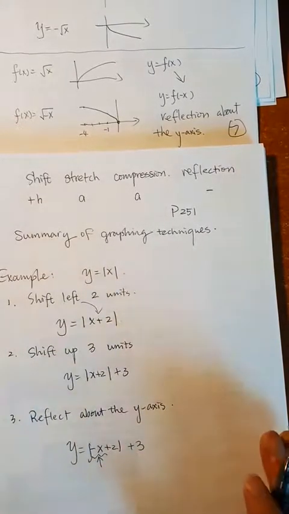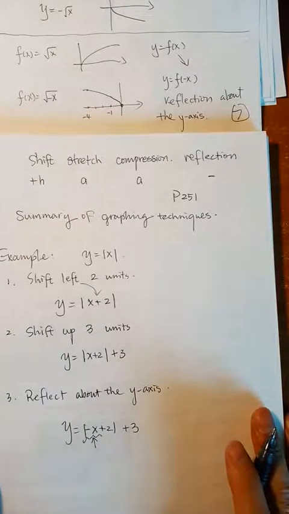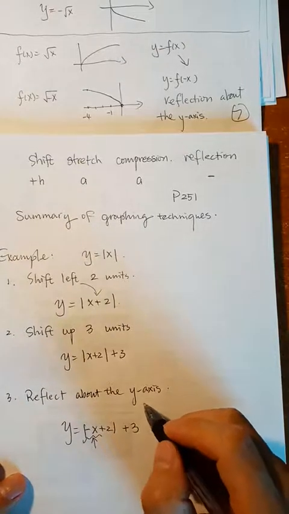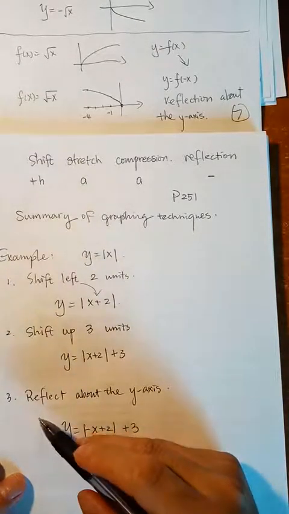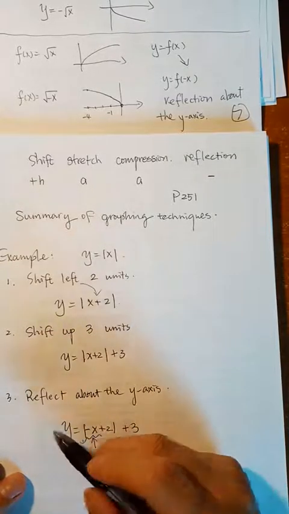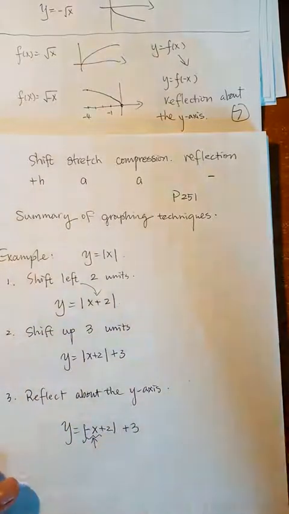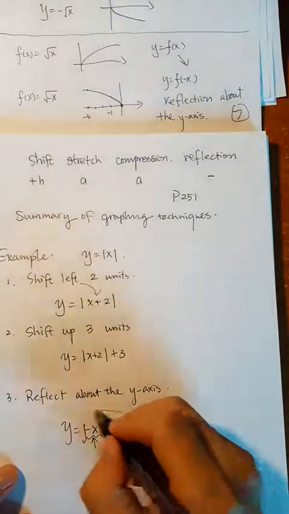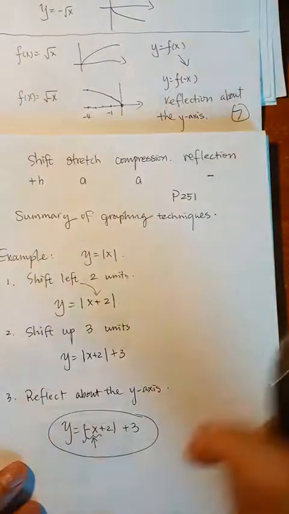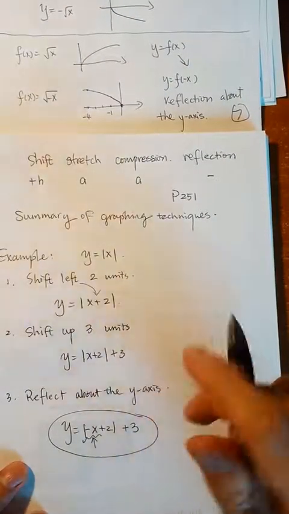Just change x to negative x, you reflect it about the y-axis. Okay? If you reflect about the x-axis, you change y to negative y. About y, you change x. About x, you change y. So this is the final stuff. The function of the graph of the curve is like this.